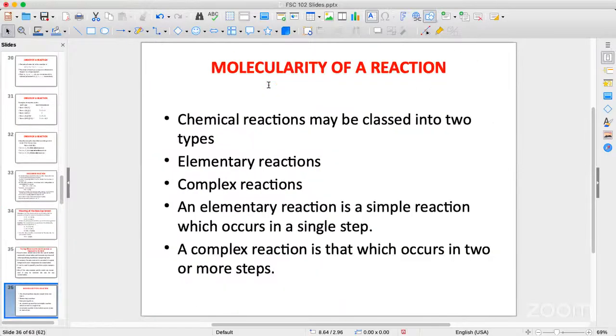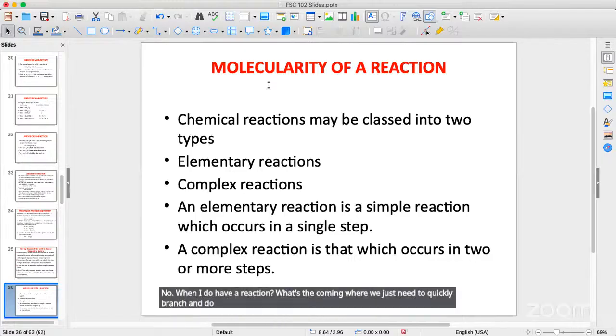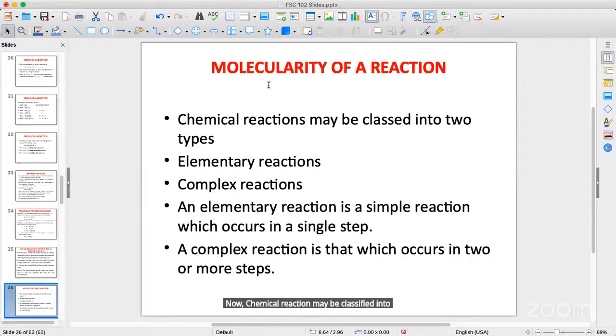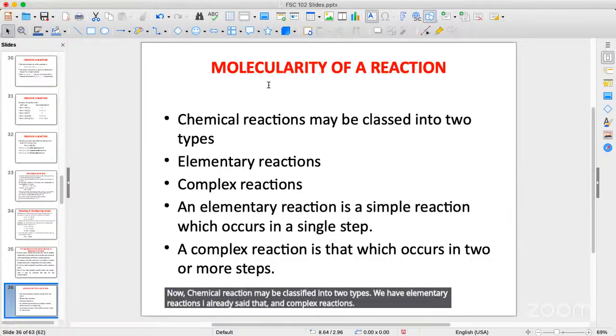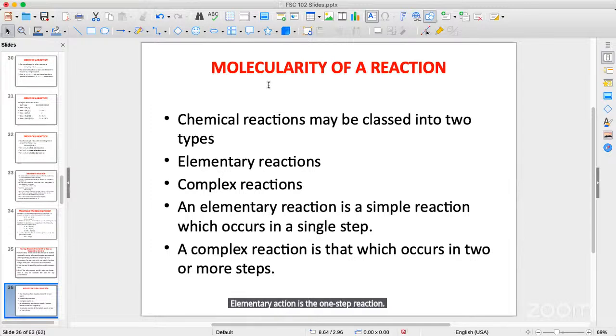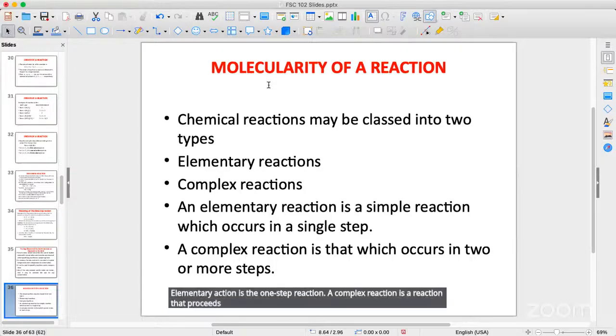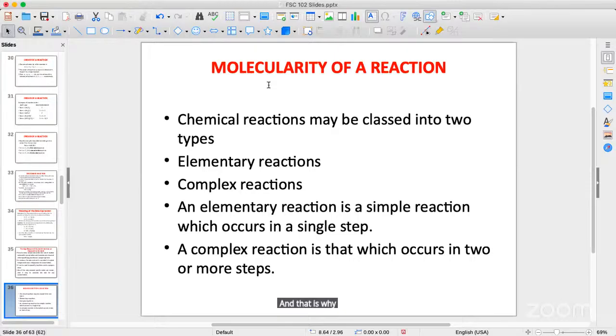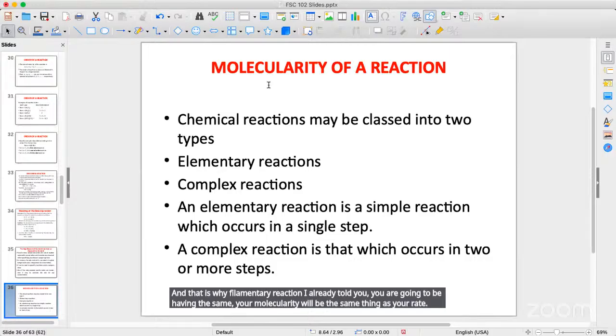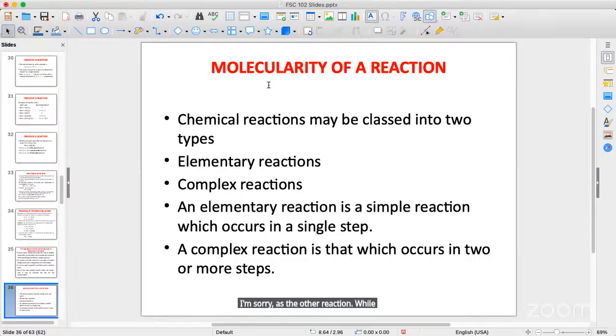Now, molecularity of a reaction. We just need to quickly branch and do something related before we come back to order of reactions. Chemical reactions may be classified into two types: elementary reactions and complex reactions. An elementary reaction is a one-step reaction. A complex reaction proceeds in two or more steps. That is why for an elementary reaction, the molecularity will be the same as the order of reaction, while for complex reactions, you can hardly get something like that.